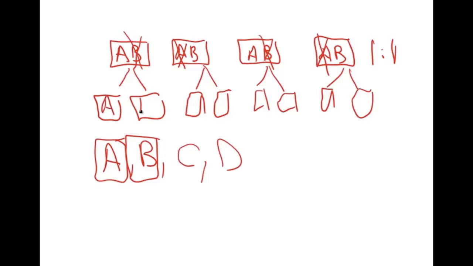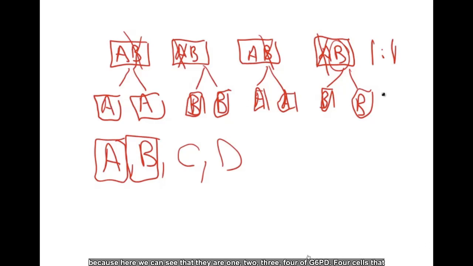So these 2 cells would be expressing G6PD-A. These 2 cells would be expressing G6PD-B, these two cells would express G6PD-A, and these two cells would express G6PD-B, because obviously the mother cell also expresses G6PD-B. So in hyperplasia, which is polyclonal, i.e., the cells are derived from multiple individual cells, the ratio of G6PD-A is going to be maintained, because here we can see that there are 1, 2, 3, 4 cells that are expressing G6PD-A.